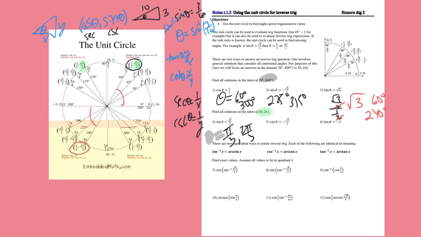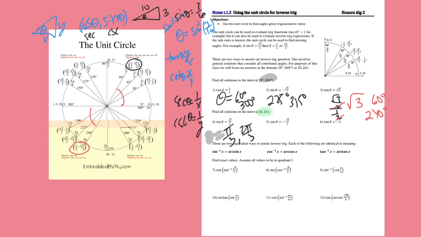Okay, cosine of theta being the negative square root of 3 over 2. So that would be the x-coordinate. So we have to look to say, when is the x-coordinate going to be negative square root of 3 over 2? Let me erase this. Okay, so where would we look? Well, let's look at, I don't know why this isn't erasing, but we'll just go with it.